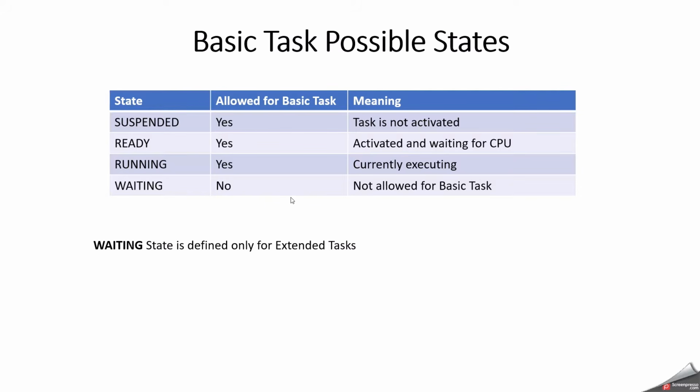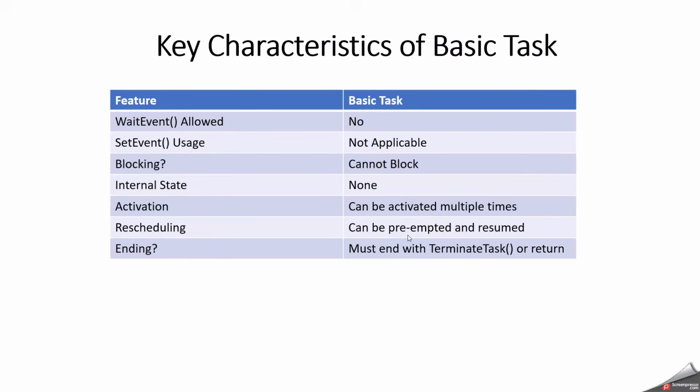So what are the possible states of a basic task in AUTOSAR operating system? The first one is suspended, and this is allowed for basic task. So here basically the task is not activated. Another state is ready state. It's also allowed in basic task. That means it's activated and waiting for the CPU. Next one is the running state. This is allowed in basic task and it means it's currently executing. And there is another state called waiting state, but this is not allowed for the basic task. This is only used in the extended task.